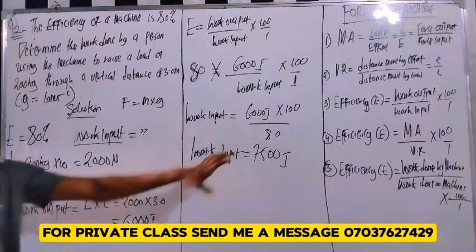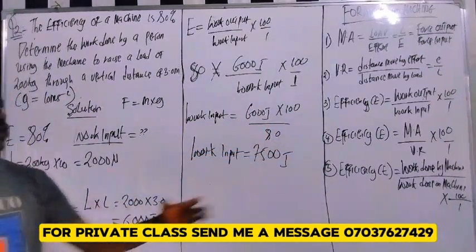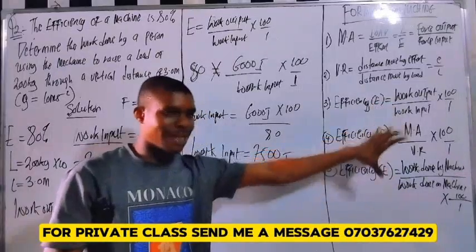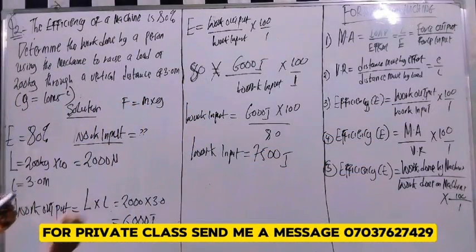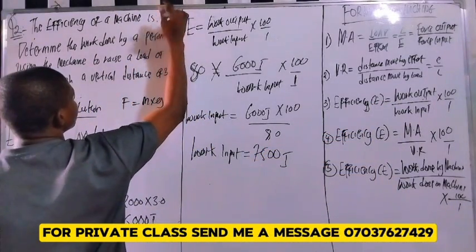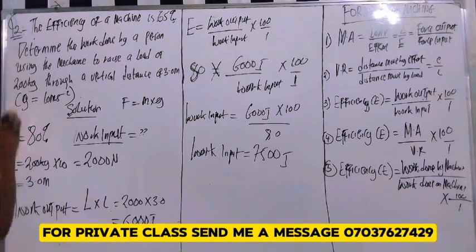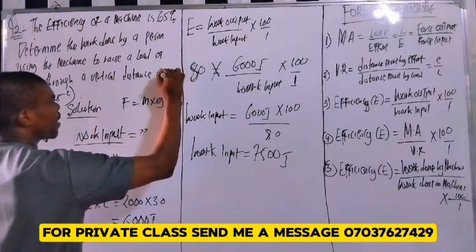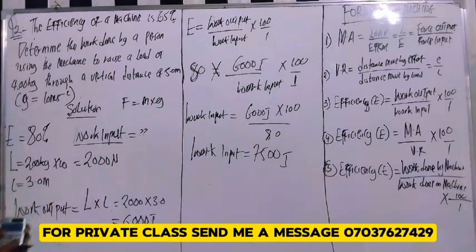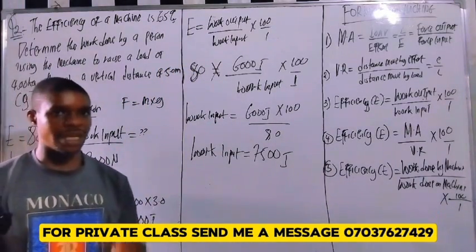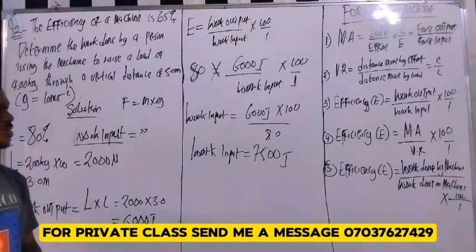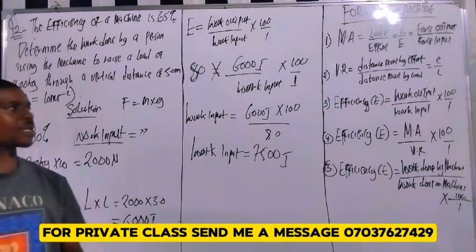Just as easy as that. That is why all these formulas are very, very important. Now let me change the efficiency to 65%, right? Now let us say the load is 400, and here we have 5.0 meters. Pause the video, go ahead and solve it. Leave the answer in the comment section. It's very important. Please leave your answer in the comment section.